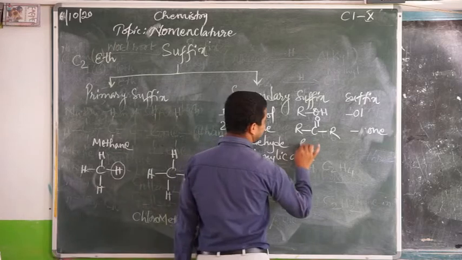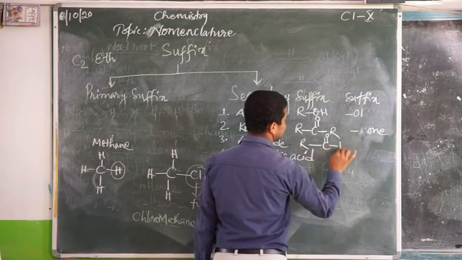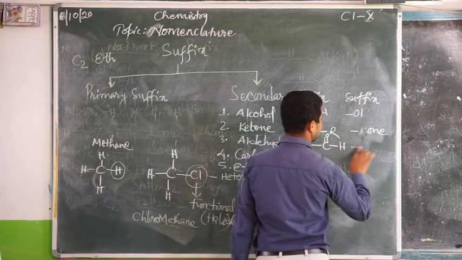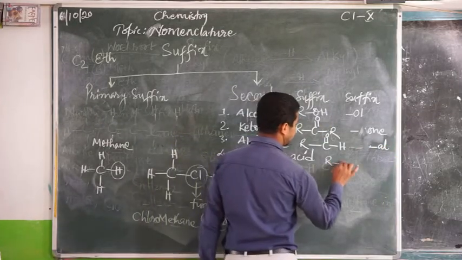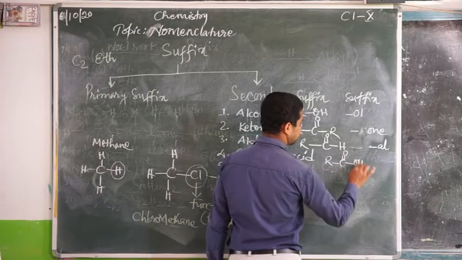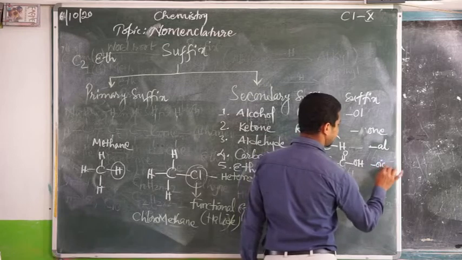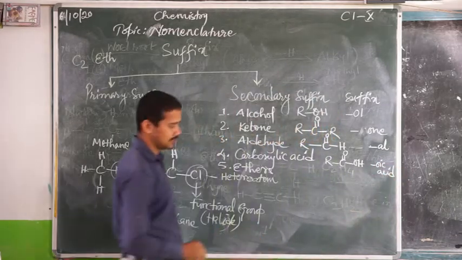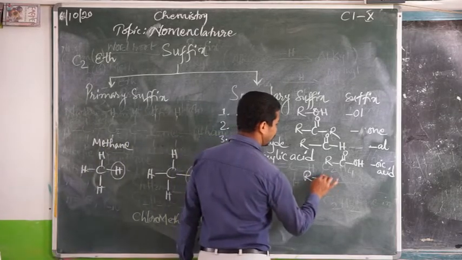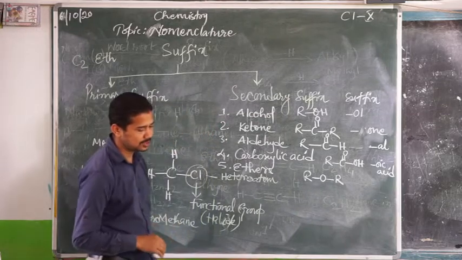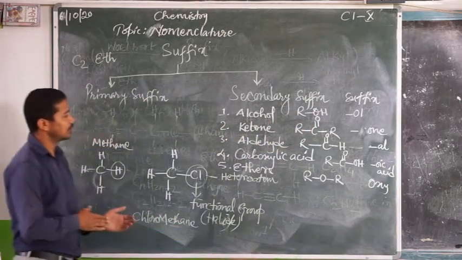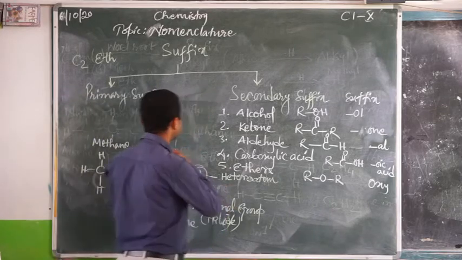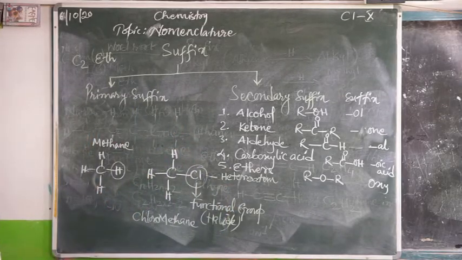For aldehyde, it is R-C double bonded to O, single bonded to H, and the suffix will be al. For carboxylic acid, it is R-C double bonded to O, single bonded to OH, and the suffix we use is oic acid. And for ethers, R-O-R, and the suffix we use is oxy. These are the secondary suffixes we'll be using for naming organic compounds.